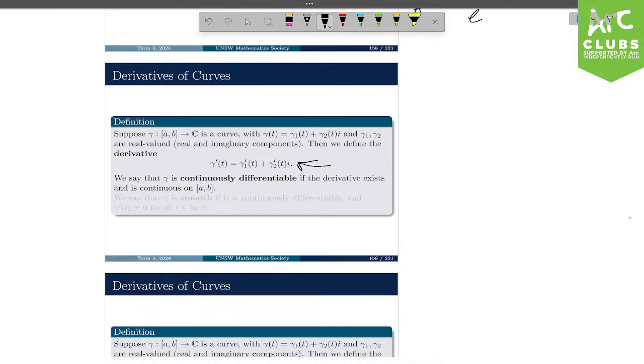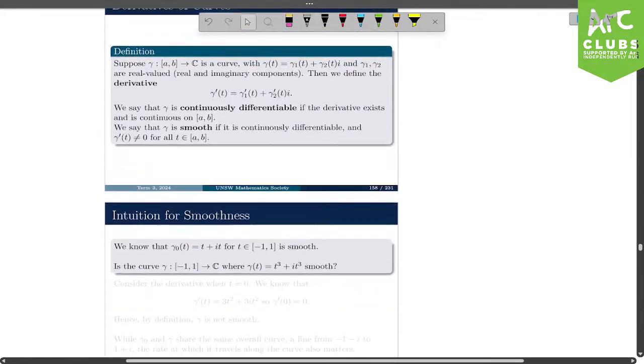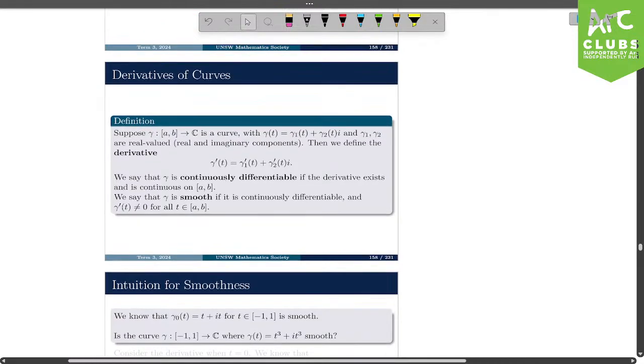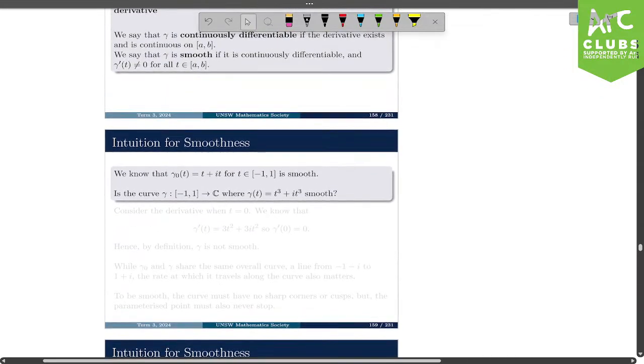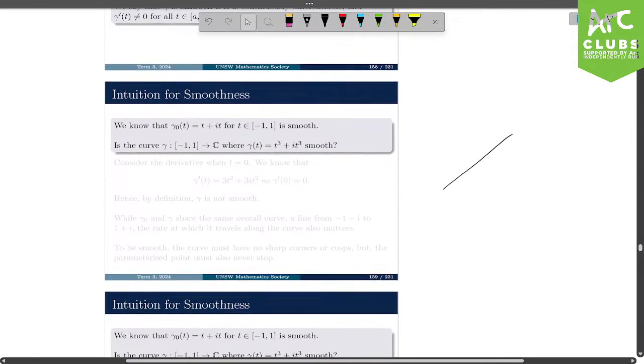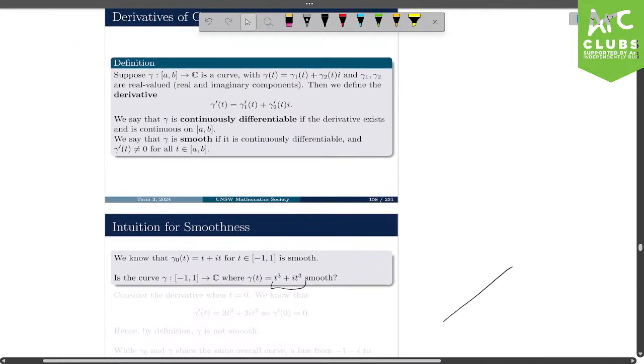The derivative can be broken down into real and imaginary components, and it is continuously differentiable if the derivative exists and is continuous on AB. We move forwards. Smoothness is just, okay, is it continuously differentiable? Okay. So we double check. Is this smooth? Well, it's a straight line. Yes. Next up is the curve t cubed plus i t cubed, also smooth?